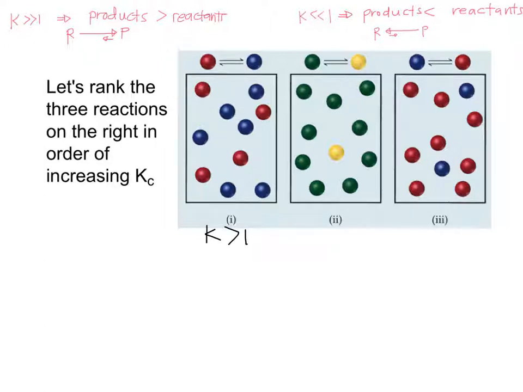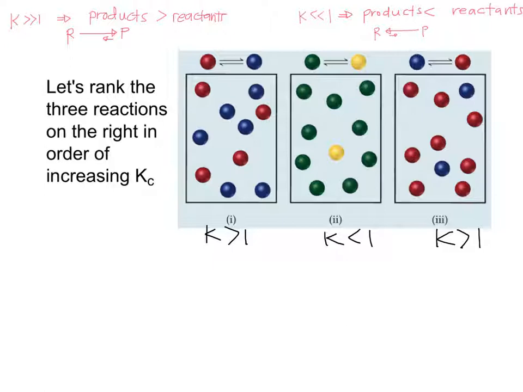Okay, in this example here in the second box, we can see that the green represents the reactants and the yellow represents the products. There are substantially more green than there are yellow, so that means that there are more reactants than products. So for this one, the second, K is less than 1. Now we can go ahead and look at the final example where blue is the reactants and red is the products. Here, again, there are more products than there are reactants. So this means that K is also greater than 1.